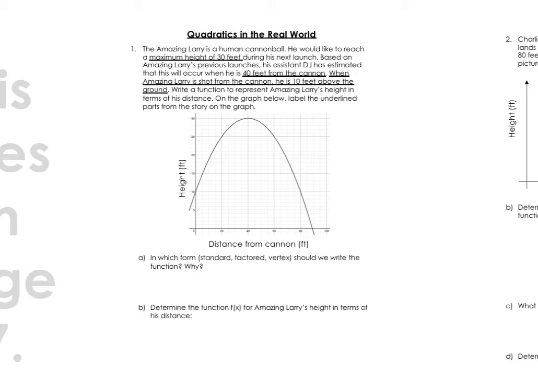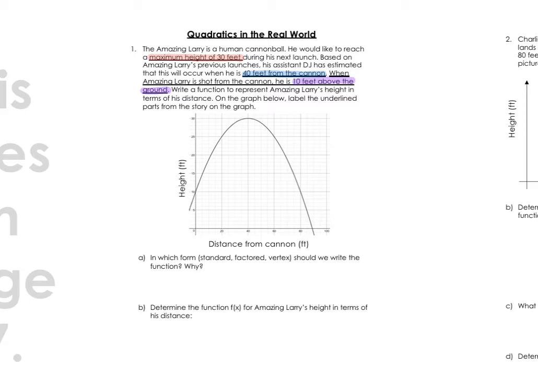Alright, so looking at number 1, it says the Amazing Larry is a human cannonball. He would like to reach a maximum height of 30 feet during his next launch. Based on Amazing Larry's previous launches, his assistant DJ has estimated that this will occur when he is 40 feet from the cannon. When Amazing Larry is shot from the cannon, he is 10 feet above the ground. Write a function to represent Amazing Larry's height in terms of his distance.